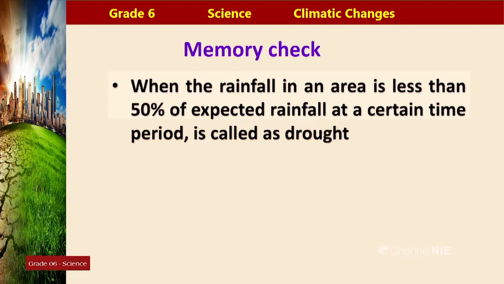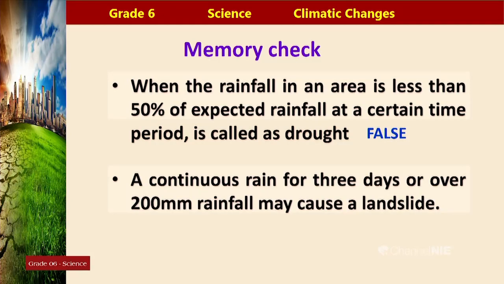When the rainfall in an area is less than 50% of expected rainfall at a certain time period, it is called drought. Is it correct, children? No. When we defined drought, we said the actual rainfall is less than 75% of expected rainfall. So, this statement is a false statement. A continuous rain for 3 days or over 200 millimeter rainfall may cause a landslide. Yes, is this correct, children? Yes, this is a true statement.